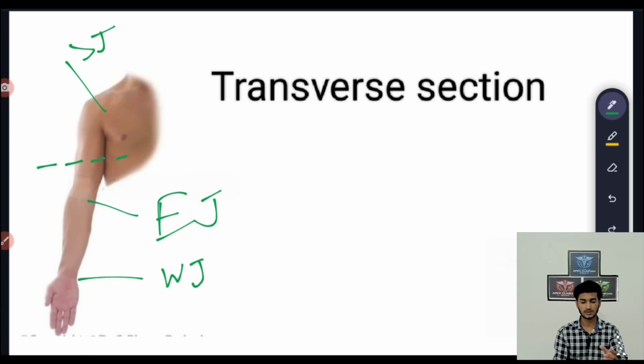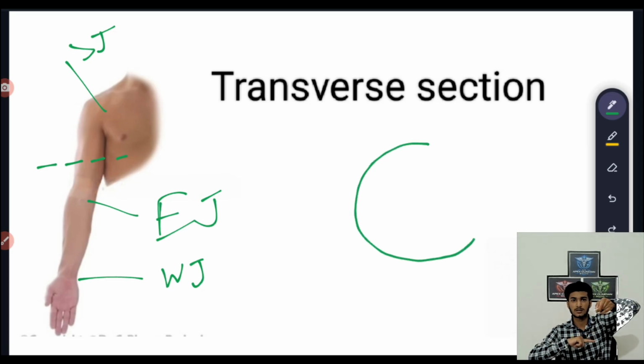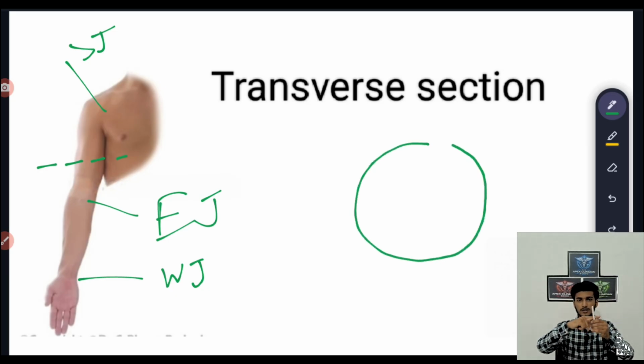And this transverse section, like imagine this is the pen. I have cut it transversely and I'm showing you the pen like this. So how will you see it? You will just see a dot. You will see a circle here. So we will be going to appreciate all the structures present in this circle.